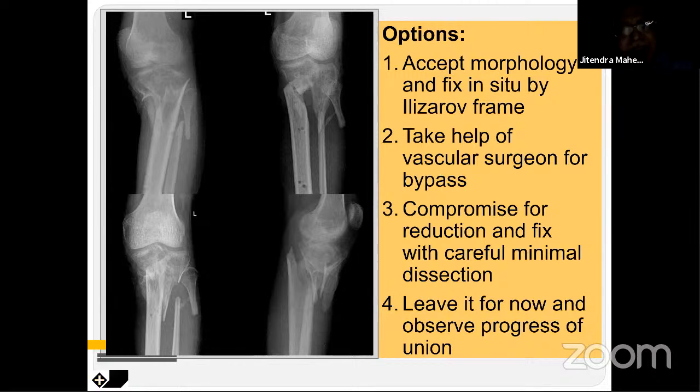Luckily, the articular surface is very good, and one may have to go second stage, mobilize the knee later on with the arthroscopy or whatever. But it is possible to get union as it is positioned without touching the blood vessel.